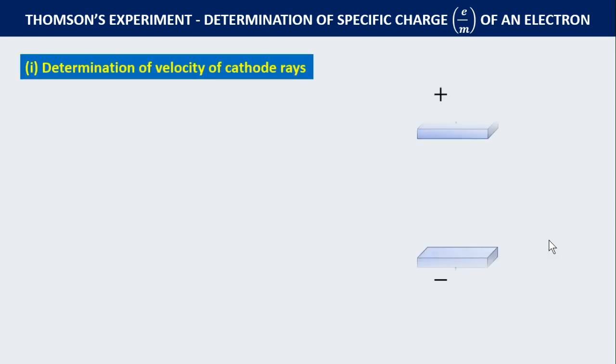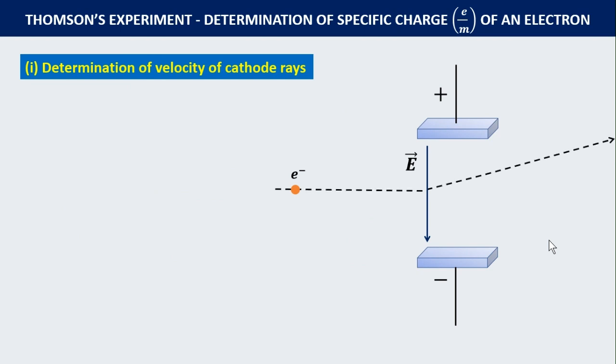Determination of velocity of cathode ray. Here you have the deflector plate. The electric field is from positive plate to negative plate. The electron now goes into the electric field and gets deflected upward. The electric force is in the upward direction. Remember, this is an electron which is negatively charged. It is attracted towards the positive plate.